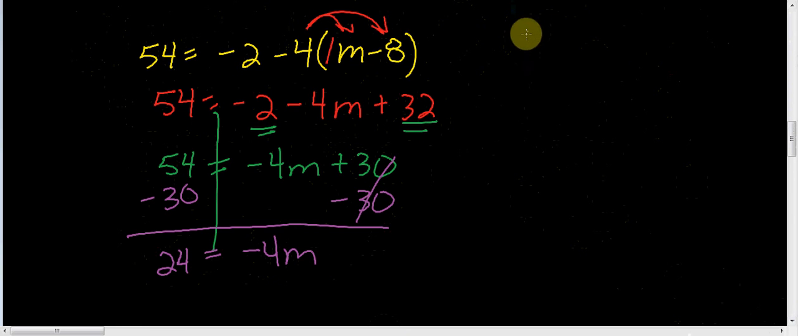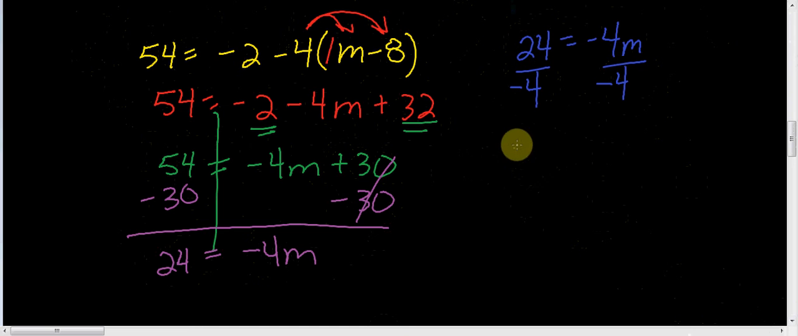I'll rewrite what I have over here. And the opposite of multiplying with this m is dividing. I keep my sign. 24 divided by negative 4 is negative 6. The negative 4's cross out. That's why I divided by negative 4, because a negative over on this side gives me a positive 1m. And I always want a positive answer, or a positive variable. So m is equal to negative 6.